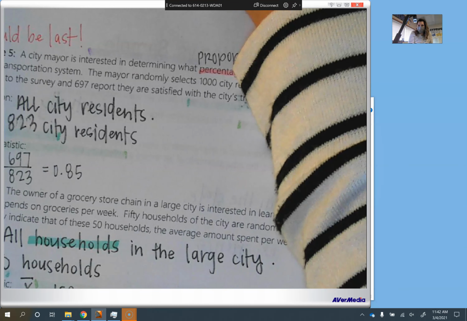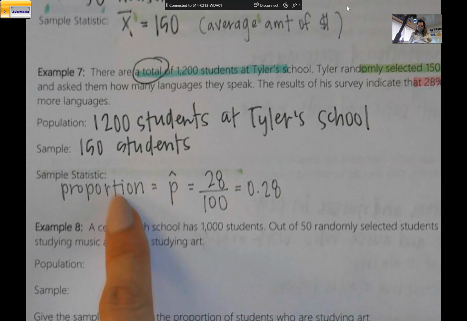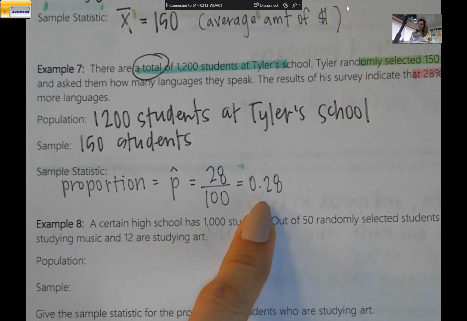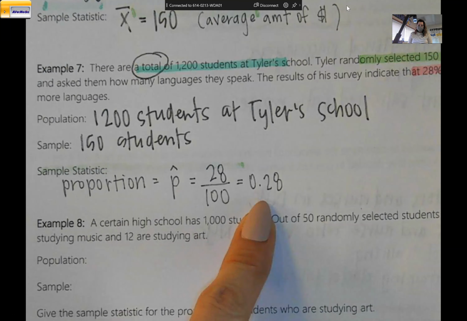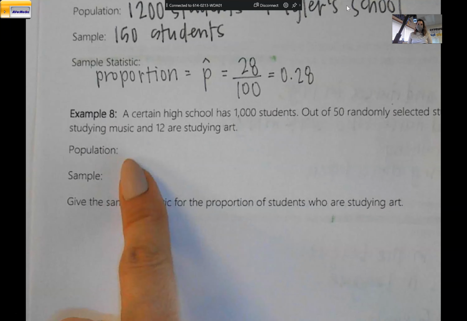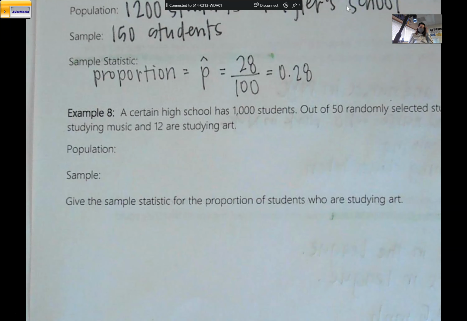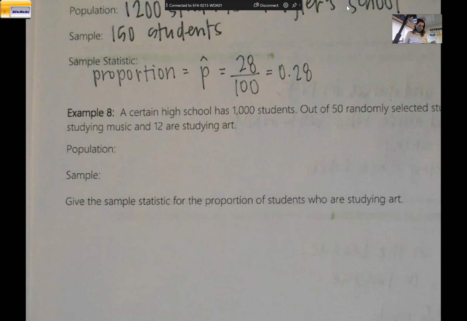Okay, I ran out of storage so my recording stopped. The last thing we checked in on was the proportion of students at Tyler's school that could speak more than 2 languages. So in class, they're doing example 8 all on their own, and we're going to check in just a minute.